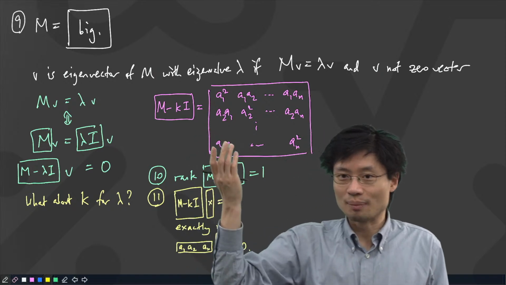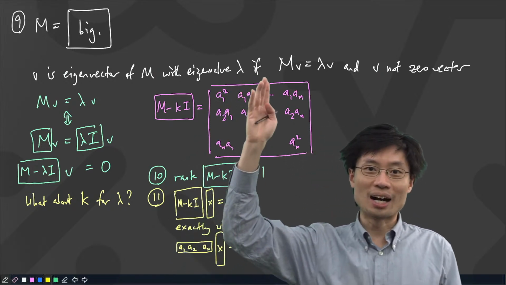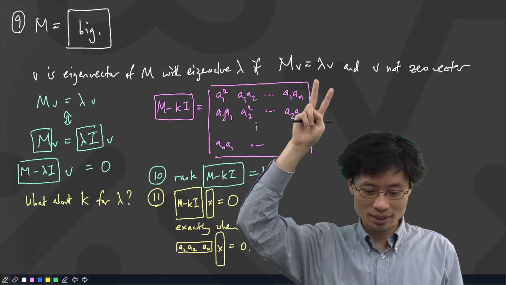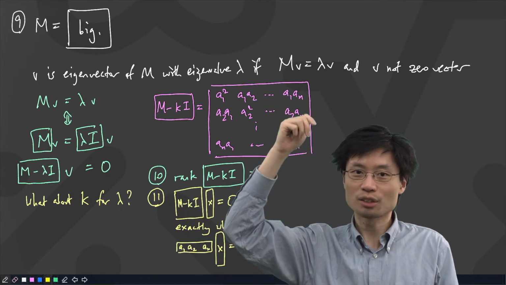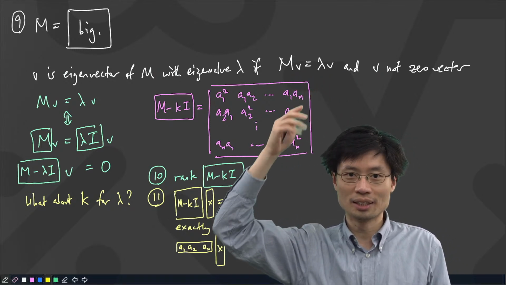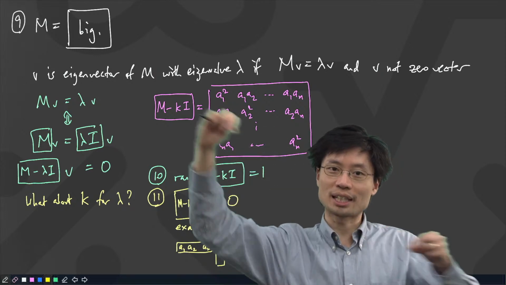Well, how many? There's infinitely many. I can take a v and scale it by anything I want. If I had a v that worked, 2 times v will also work, because M times 2v is of course going to be double of lambda times v, which is lambda times 2v. So any eigenvector that works, you can always scale it.